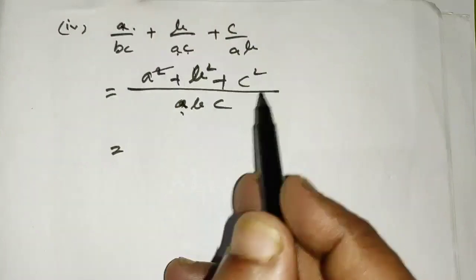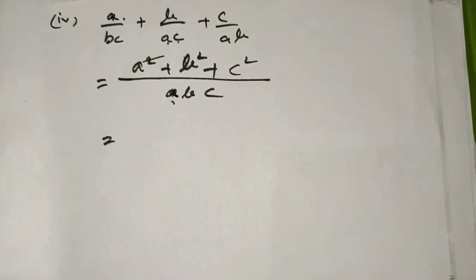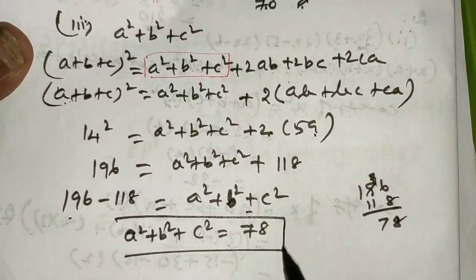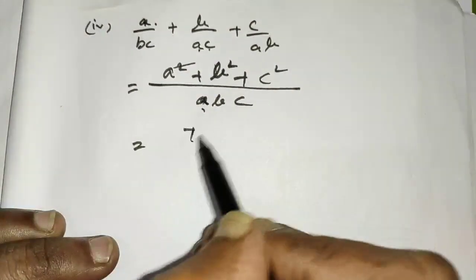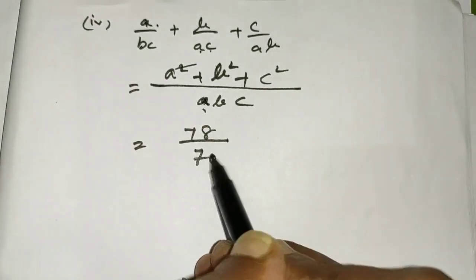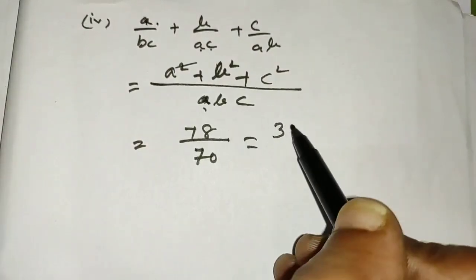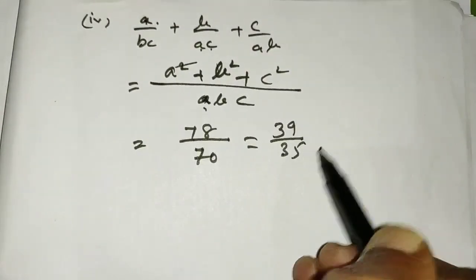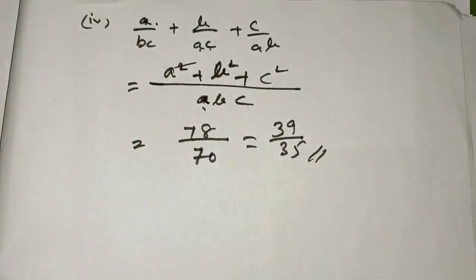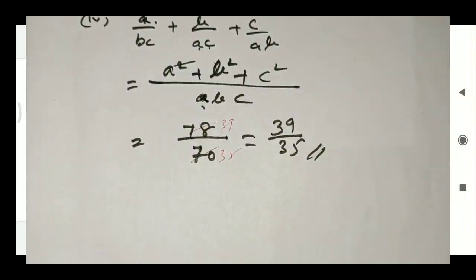We already found the value of a² + b² + c². What is the answer? That is 78. a² + b² + c² is equal to 78. On using this here, 78 over what is abc? That is 70. On simplification, if we cancel this by 2, you will get 39/35.